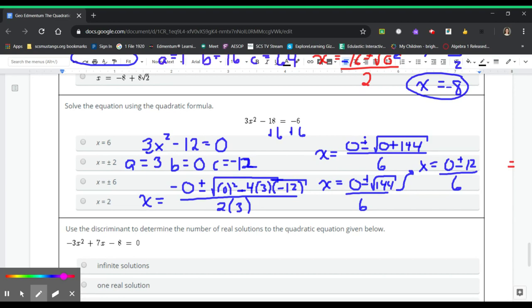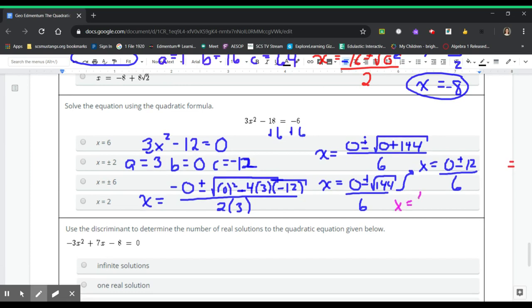All right, so the next checkpoint that I have for you is over here where I've plugged the stuff in. I've simplified 0 squared, and the negative 4 times 3 times negative 12 gives me positive 144. And then 0 plus 144 gives us just the 144. The square root of 144 is 12. So now I'm at 0 plus or minus 12 divided by 6. So I'm going to split it into the 2.